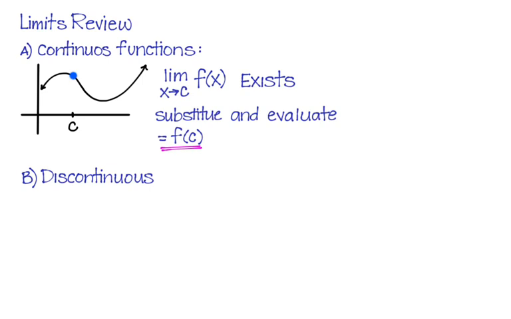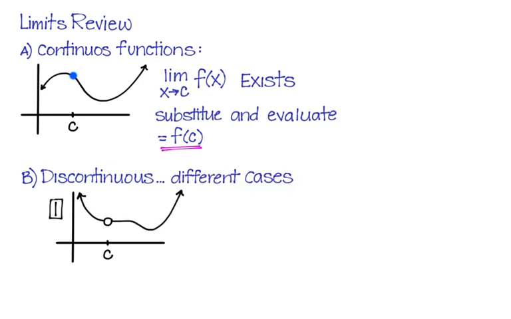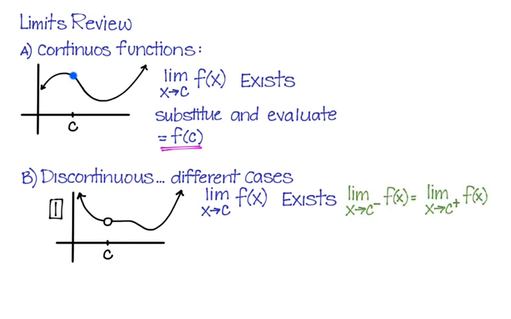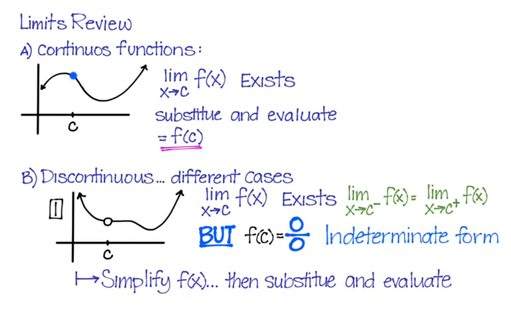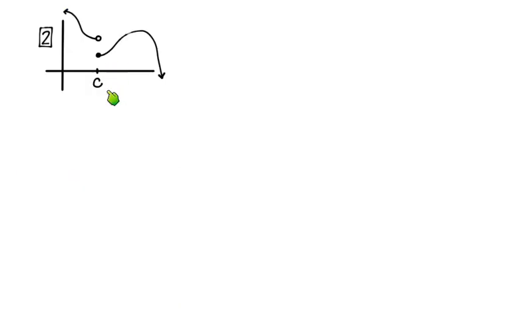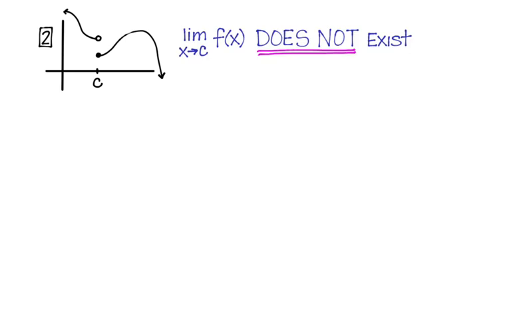We have to determine that the limit exists and it is f of c. For discontinuous functions, we have several different cases. In this case, we've got a removable point of discontinuity, which implies that the limit exists, but it doesn't equal the function at c. The function at c would give us an indeterminate form, or it could be some other value. And so we'd simplify and substitute to evaluate to show that it's discontinuous. Next case is jump discontinuity. In jump discontinuity, the limit does not exist. The limit from the left and the limit from the right are totally different values.